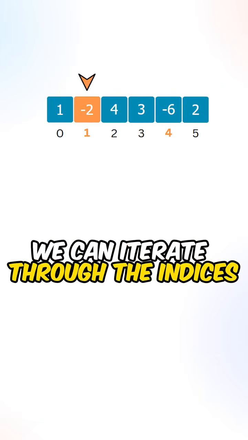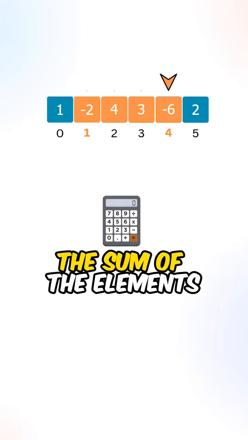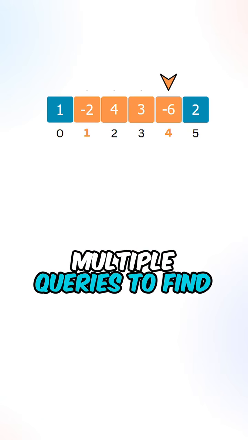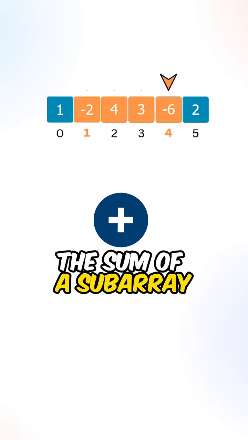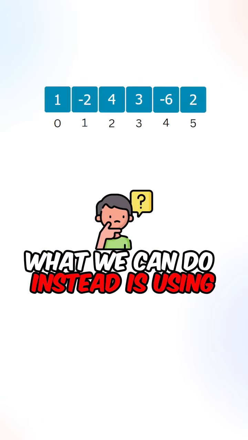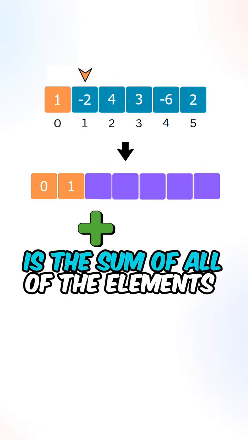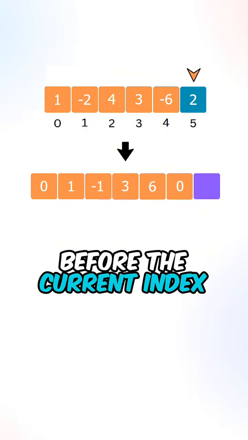Let's first go over the brute force approach. We can iterate through the indices from i to j to calculate the sum of the elements. Now, the brute force approach is not efficient if we need to perform multiple queries to find the sum of a subarray. What we can do instead is use the concept from prefix sum. We will create an array where each element is the sum of all of the elements before the current index.